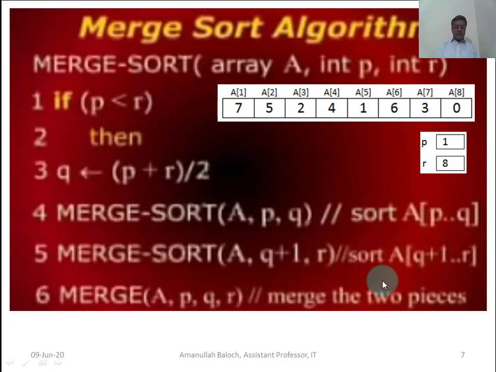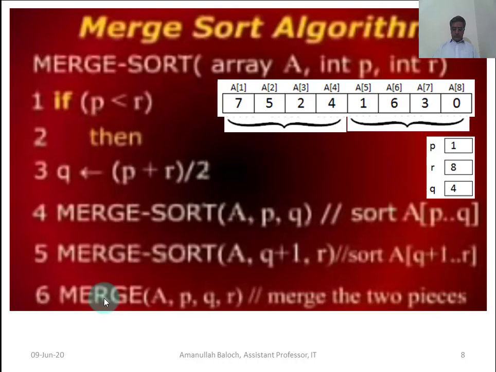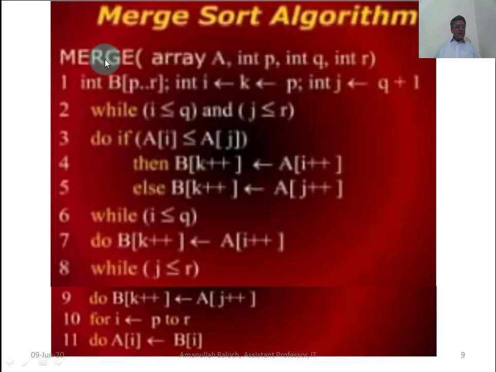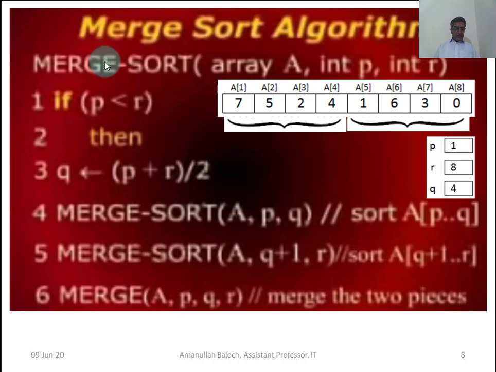At line number 6, after dividing it again and again to unit level, merge sort starts the merging process. At unit level, all the arrays are in sorted form, so the merging operation is performed on the sorted arrays. So merge is a sub algorithm, which the previous algorithm is calling. Here at line number 6, the algorithm calls that sub algorithm and passes array A, the full array, P, Q, R. It passes the initial value P, the final value R, and Q, that is 4.